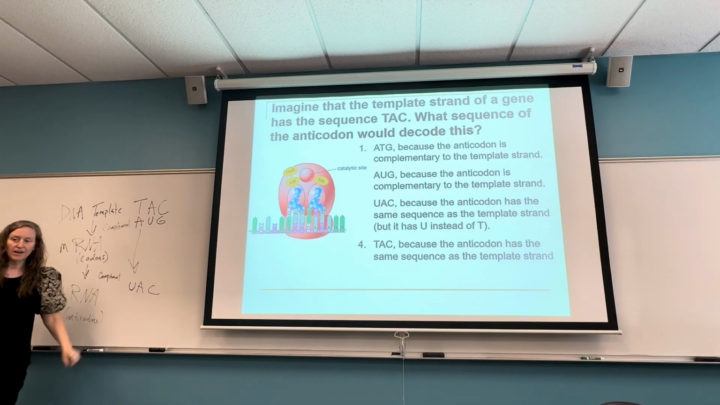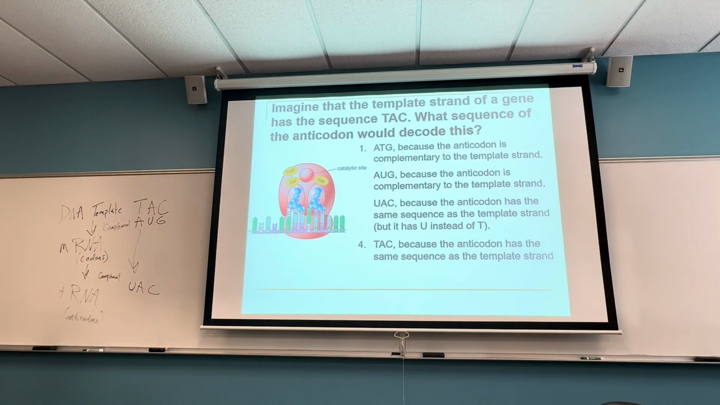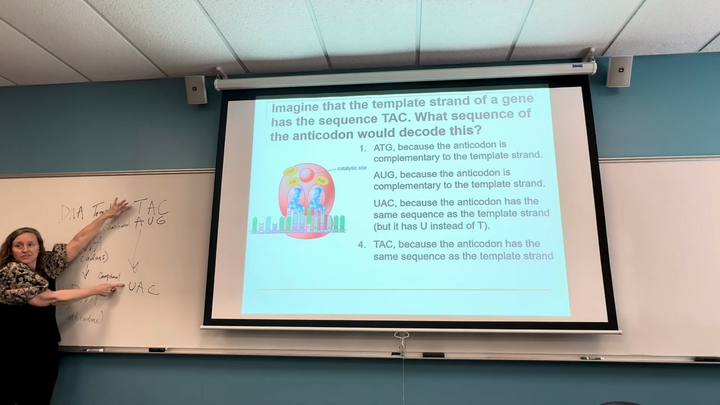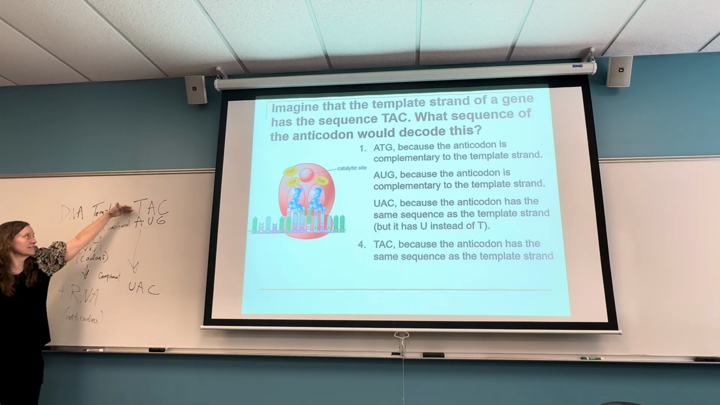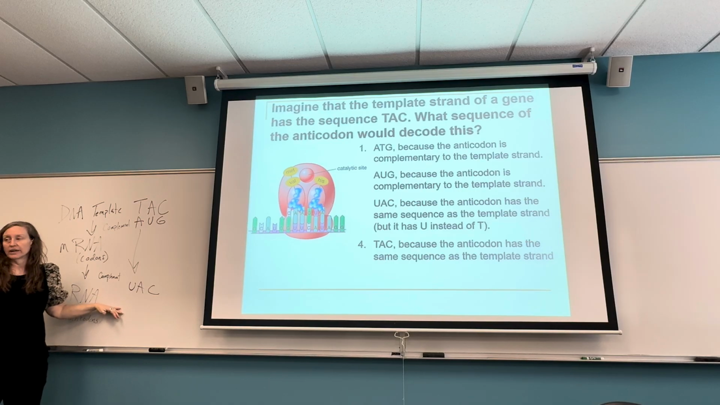So just to give you an idea of how to conquer this question. So it says ATG because the anticodon is complementary to the template strand. No, right? AUG because the anticodon is complementary to the template strand. Not the anticodon, the codon, right? UAC, because the anticodon has the same sequence as the template strand, but has a U instead of a T. Look at that. So there's a couple ways you can, I always like to just go and do the complementary mRNA and do the complementary tRNA.